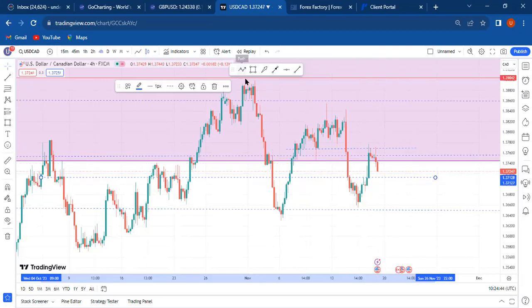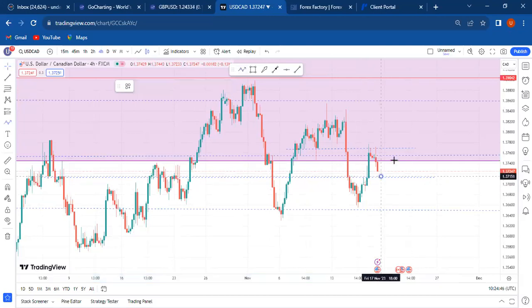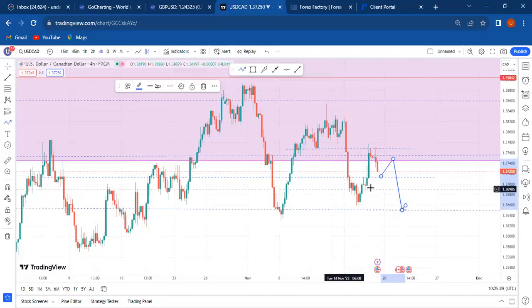Because I am not going to tell you to sell now. A few hours ago, when I was having sessions with my staff, I told them USD CAD is going to sell. From here to here is about 40, 50, 60, 70 pips.